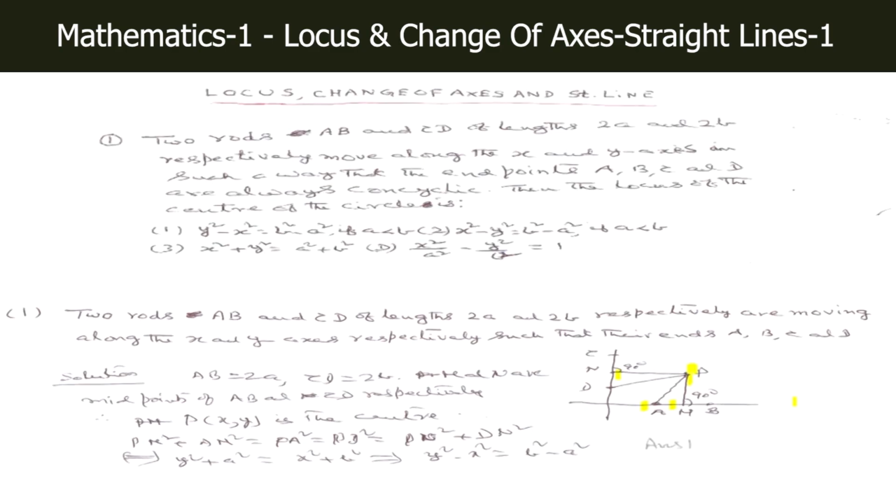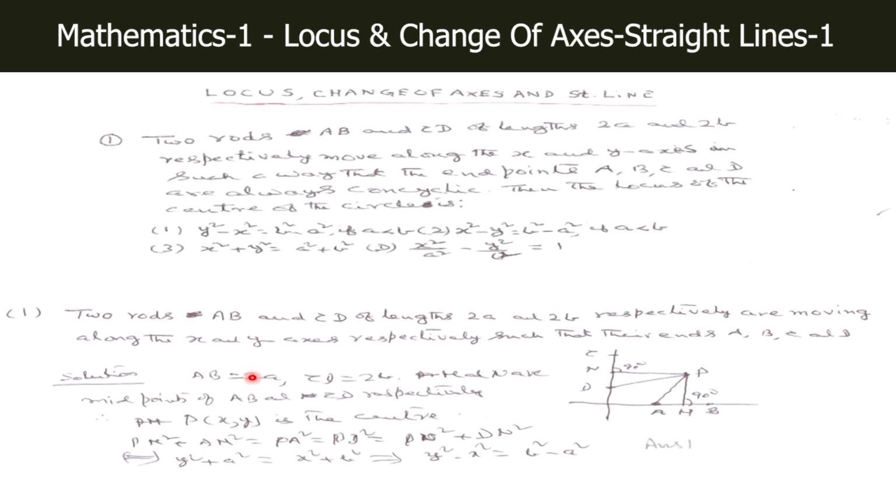Problem number 1. Two rods AB and CD of lengths 2a and 2b respectively move along the x and y axis in such a way that the endpoints A, B, C and D are always concyclic. Then the locus of the center of the circle is: number 1, y square minus x square is equal to b square minus a square if a less than b; number 2, x square minus y square is equal to b square minus a square if a less than b; number 3, x square plus y square is equal to a square plus b square; and number 4, x square by a square minus y square by b square is equal to 1.